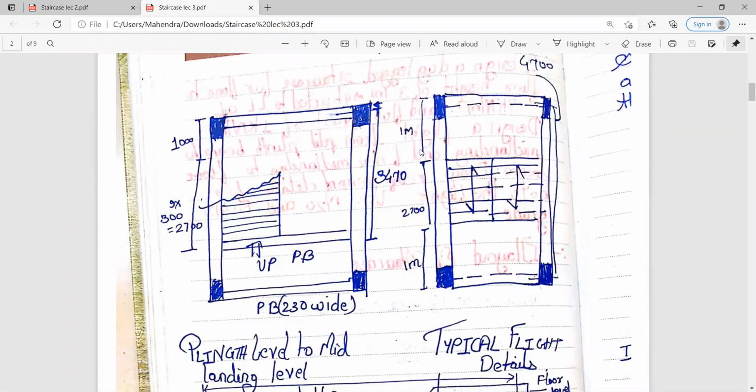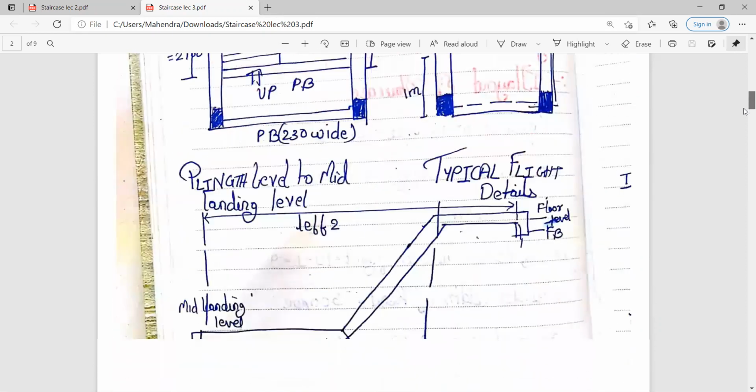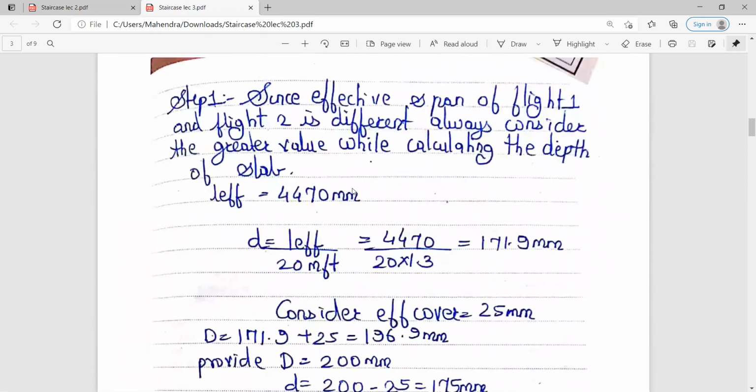Again this 1000 minus 115 you will get 885. So 885 multiplied by 2 plus 2700. So calculate करके देख लो, 885 multiplied by 2 plus 2700 you will get 4470. That will be nothing but the L effective 2. So L effective 1 आपका कितना था, 3470. And L effective 2 is your 4470.